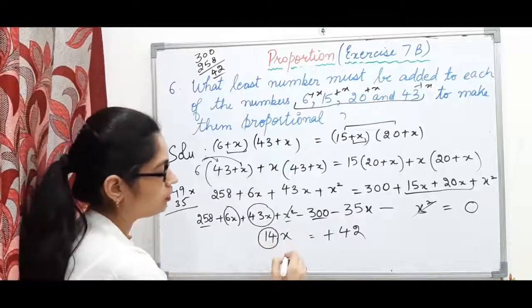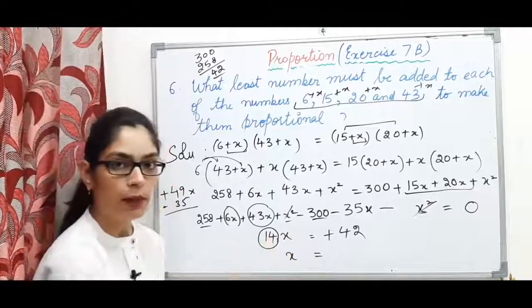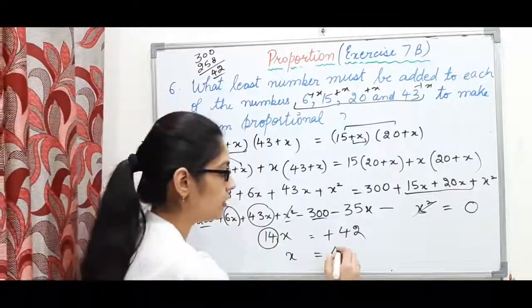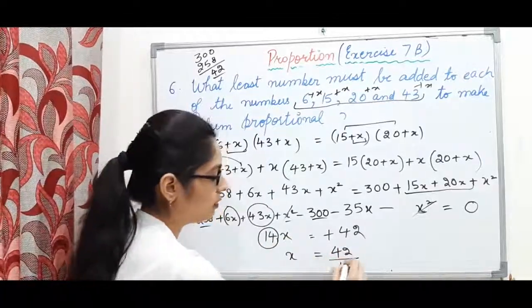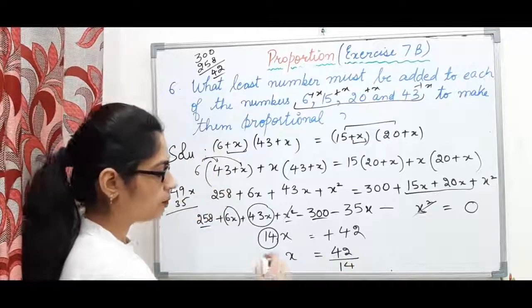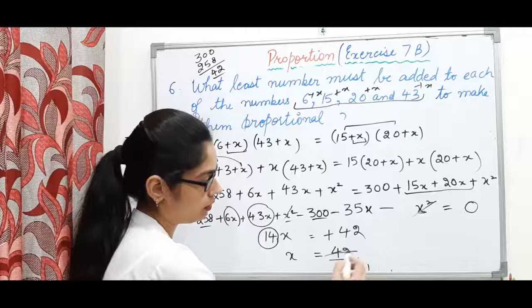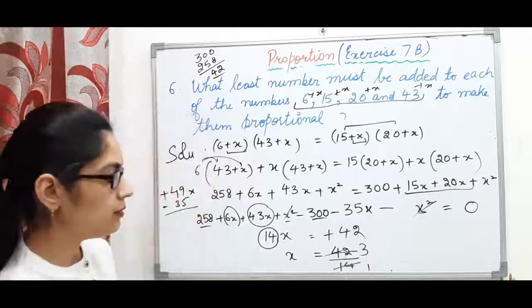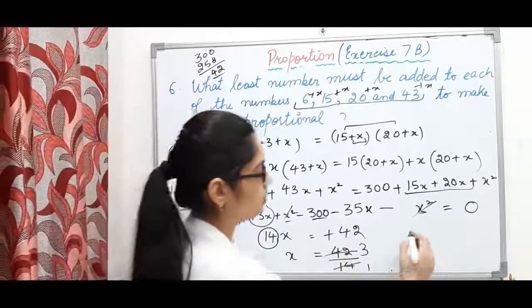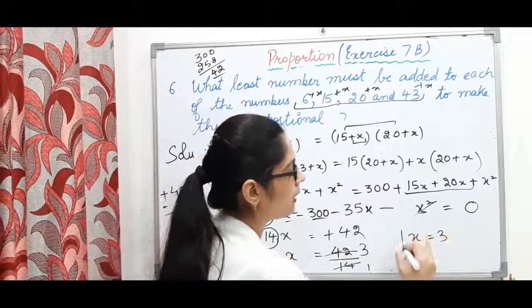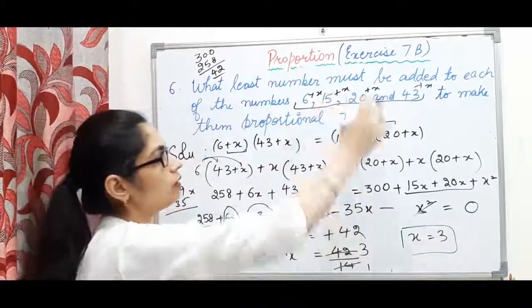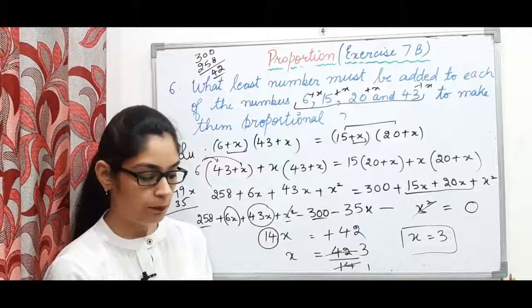Now this 14 also we will shift to the other side, it is getting multiplied by x. So when I change the side, it will be changed to division, because multiplication on changing the side will be changed to division. So 14 into 3 is 42. So that means 3 must be added to each of the terms, each of these numbers, to make them proportional.